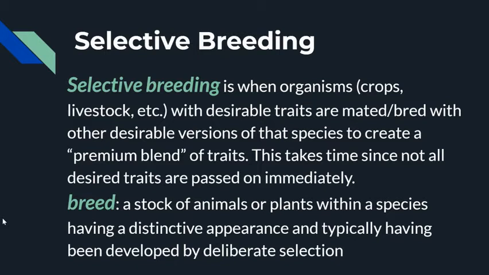This can happen very quickly, unlike natural selection, which happens very slowly, because we're forcing desired traits to be passed on immediately. A breed is a stock of animals or plants within a species having a distinctive appearance and typically having been developed by deliberate selection.